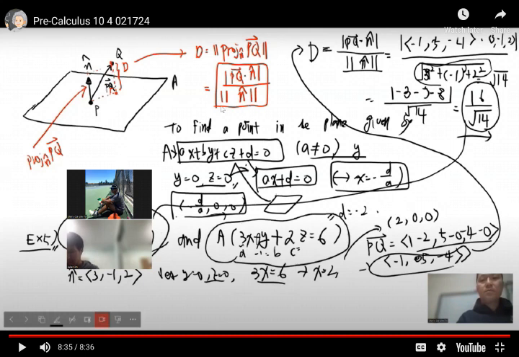Okay, so the one you see, this is the formula you have memorized to estimate the distance between the two objects in three-dimensional space, Q and the plane A. Okay. Any questions?